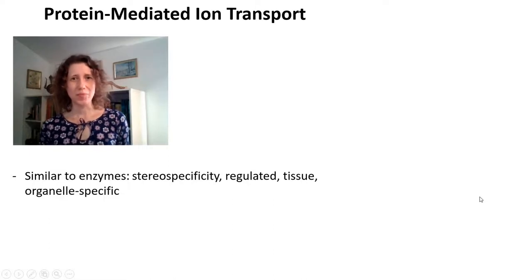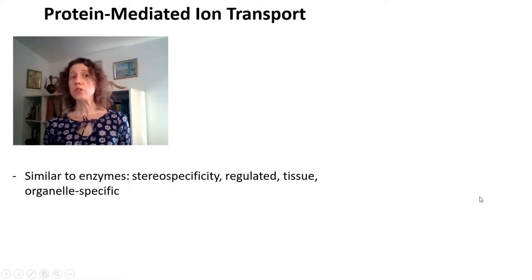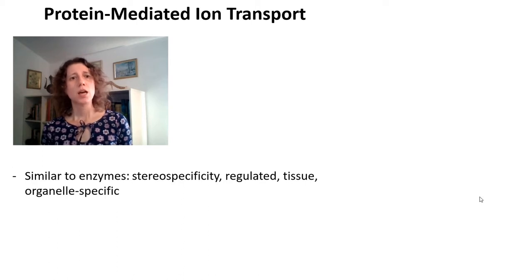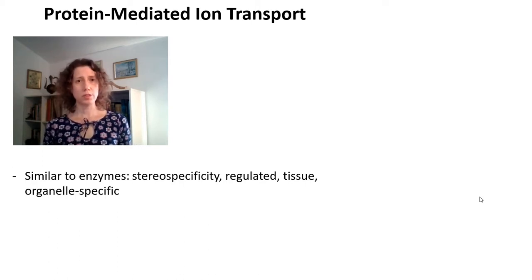So hi again. Now we're going to talk about protein-mediated ion transport in mitochondria, and I'm going to start by talking about metabolite transport mainly. So a thing to remember about protein-mediated ion transport is that the properties of transporters or carriers that take substances across membranes are actually very similar to the properties of enzymes. So you can really think of this transport as you think about catalysis.